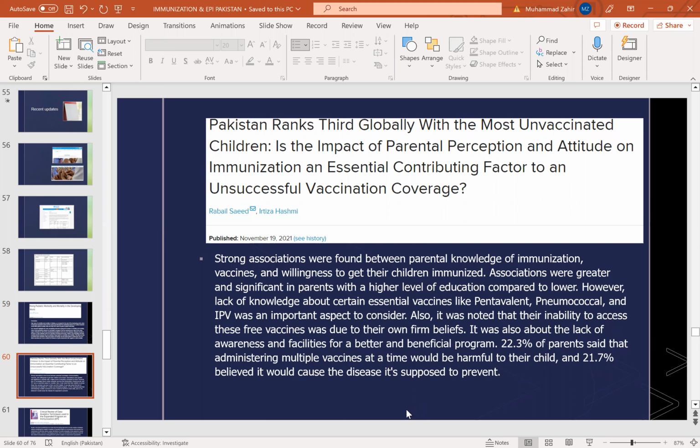And the second article was Pakistan ranks third globally with the most unvaccinated children. Is the impact of parental perception or attitude on immunization an essential contributing factor to unsuccessful vaccination coverage? Strong associations were found between parental knowledge of immunization and vaccines, and willingness to get their children immunized. Associations were greater and significant in parents with a high level of education compared to a lower level. However, lack of knowledge about certain essential vaccines like pentavalent, pneumococcal, and IPV was an important aspect to consider.